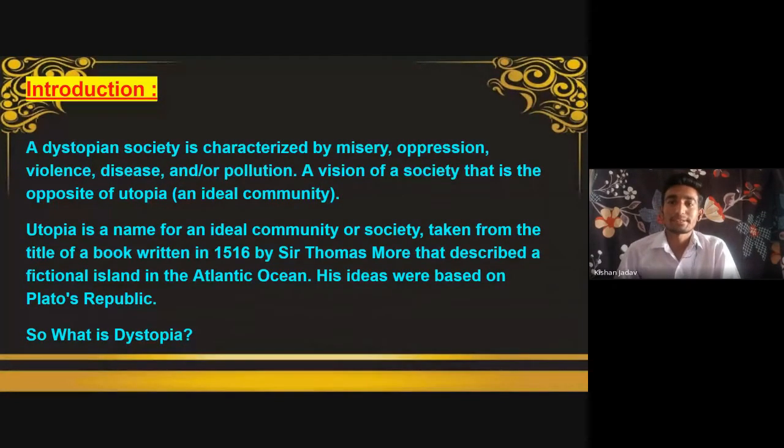Taken from the title of a book written in 1560 by Sir Thomas More, that describes a fictional island in the Atlantic Ocean. His ideas were based on Plato's Republic. So our question is, what is a dystopia?